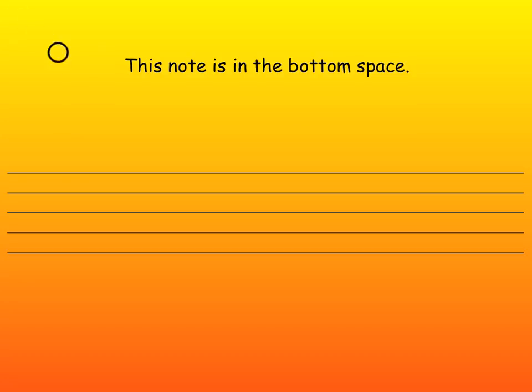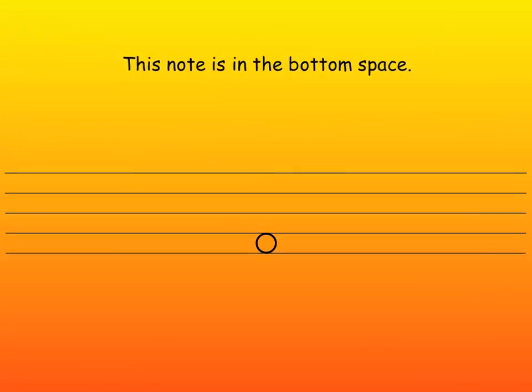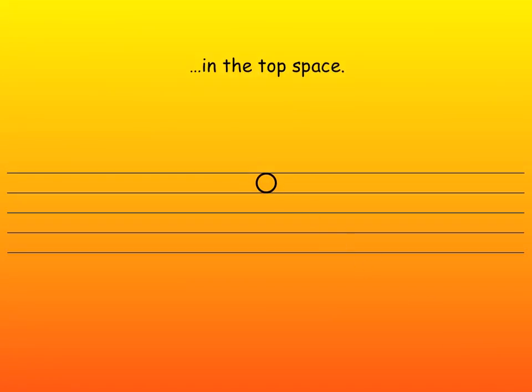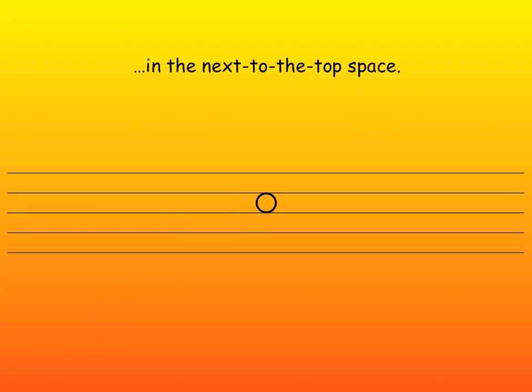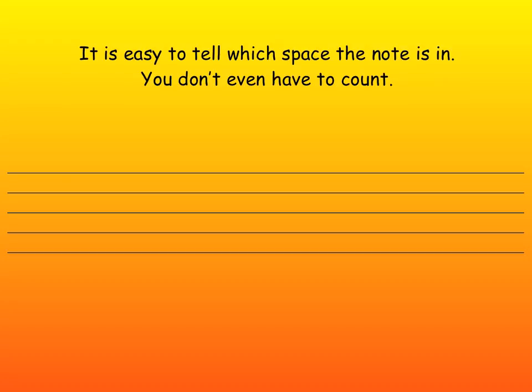This note is in the bottom space. You can also call it the first space. Here's one in the top space, in the next to the bottom space, and the next to the top space. It's easy to tell which space the note is in. You don't even have to count. There it is in the bottom space. Next to the bottom, next to the top. Top space. Next to the top, next to the bottom. Bottom space, top space. Next to the bottom, next to the top. Bottom.